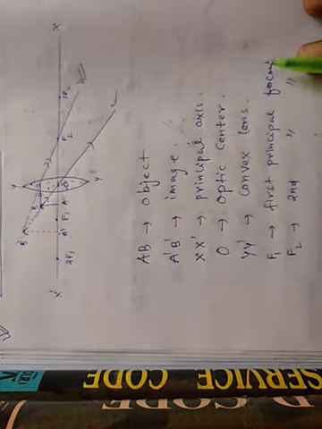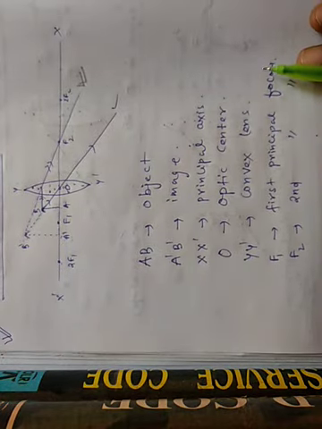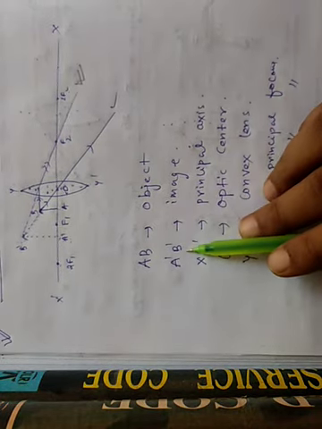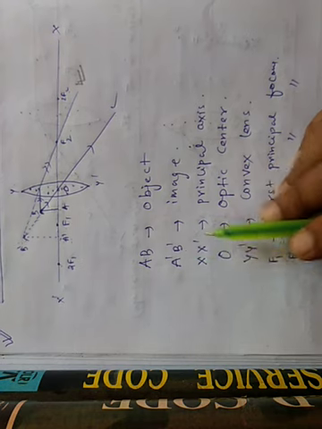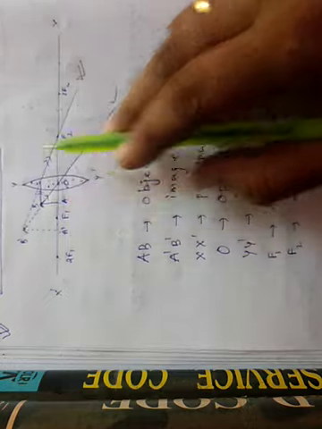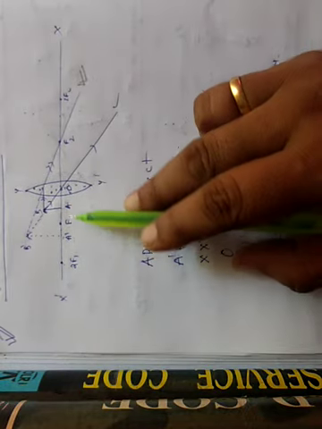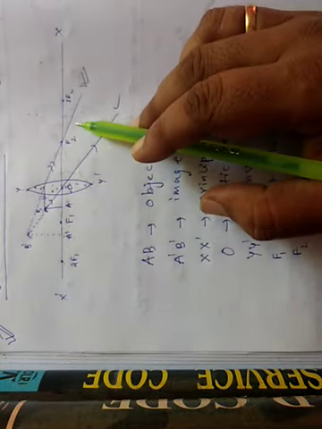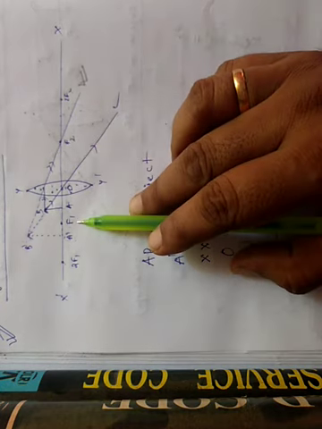If any question asks you to label the diagram, that means you have to write AB is the object, A dash B dash is the image, X dash is the principal axis, O is the optic center, Y dash is your convex lens, F1 and F2 are the principal foci. This was the second focus and this is the first focus.